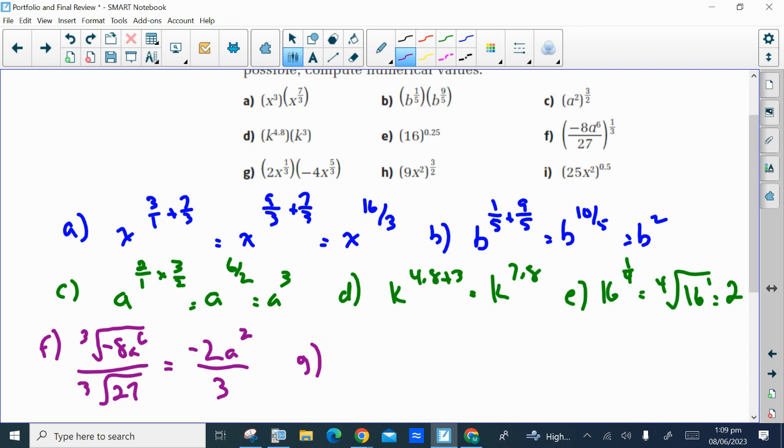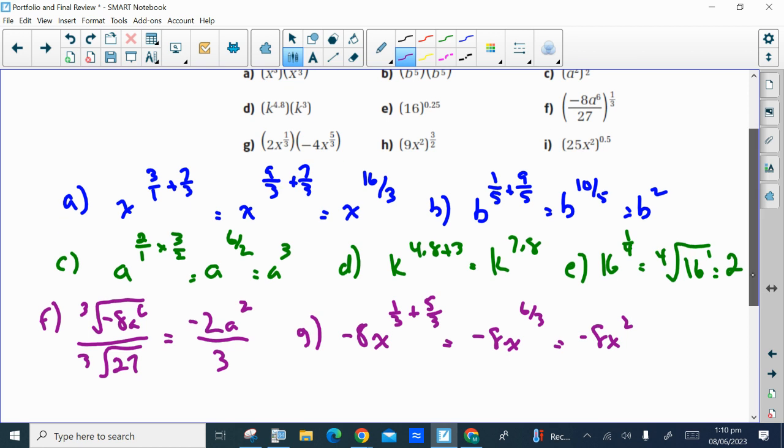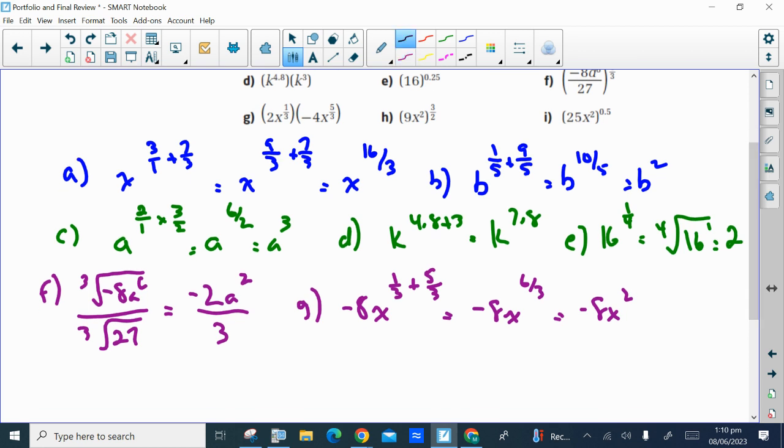Question G. Multiply the coefficients together. 2 times negative 4 is negative 8. And then when you multiply the x's together, you have to add the exponents and keep the base the same. So this will give us negative 8x to the 6/3, and 6/3 is 2. So there's the answer for G.